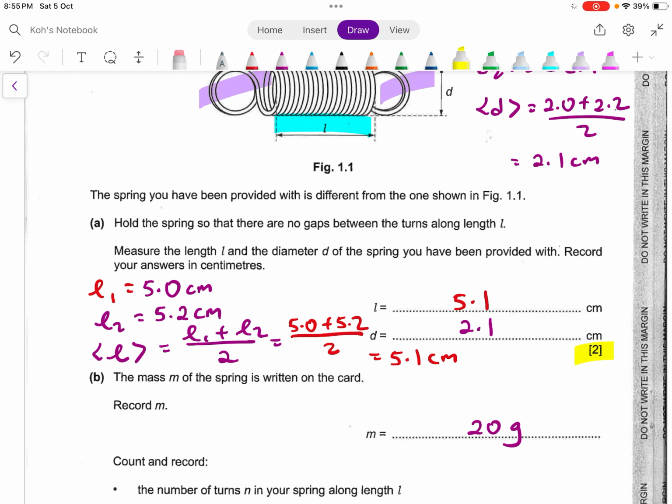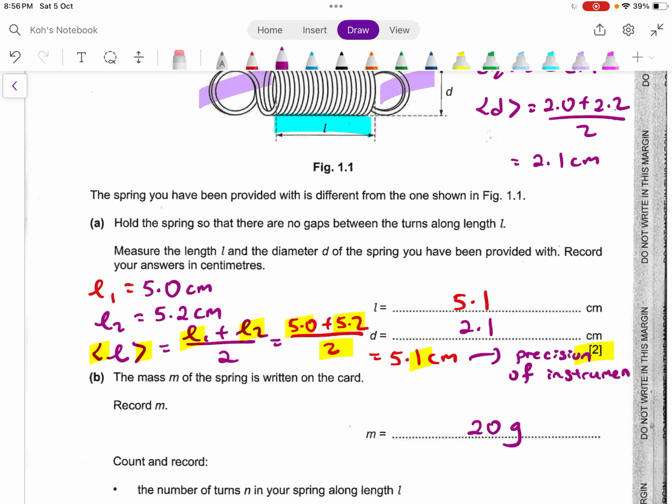Then you get the average. When you get the average, remember to write down the bracket, and then put L1 plus L2, which is 5.0 plus 5.2, divided by 2. So this will give you 5.1. Just remember, for the average length or the average timing, you follow the precision of your instrument.